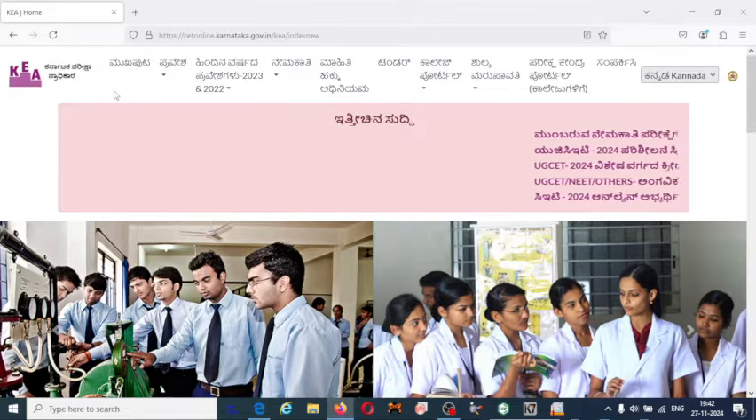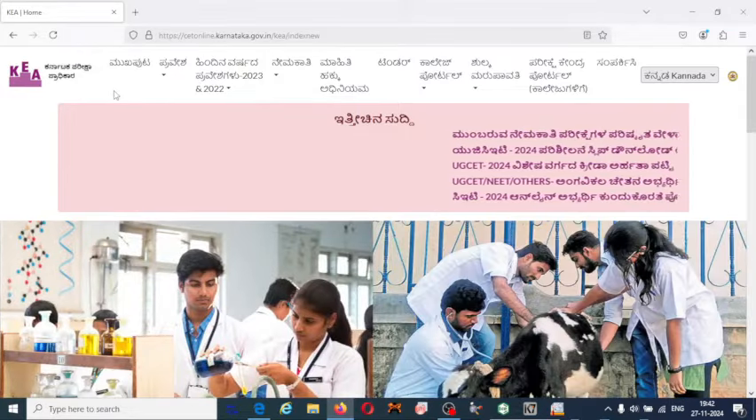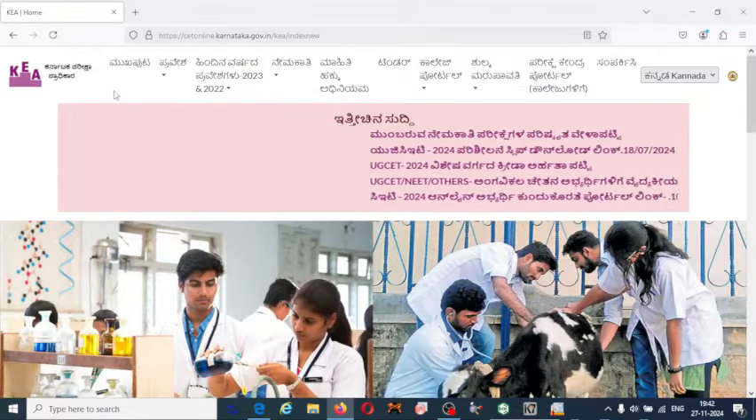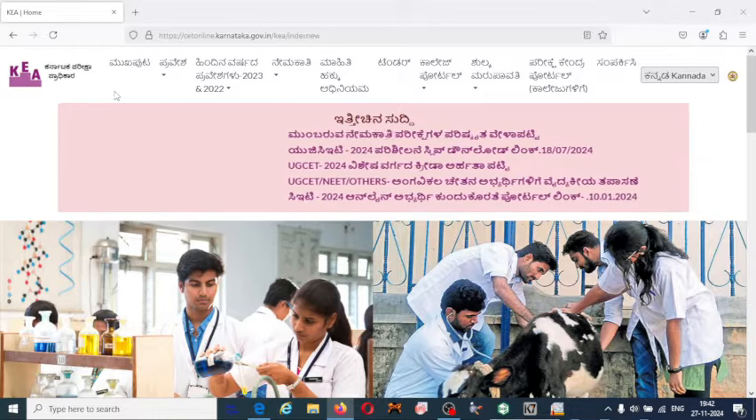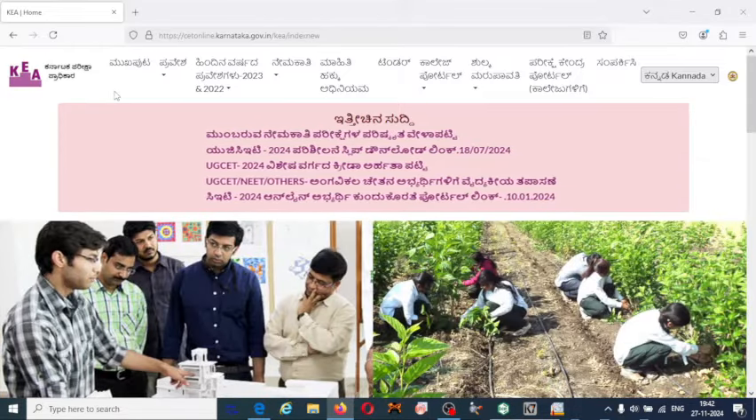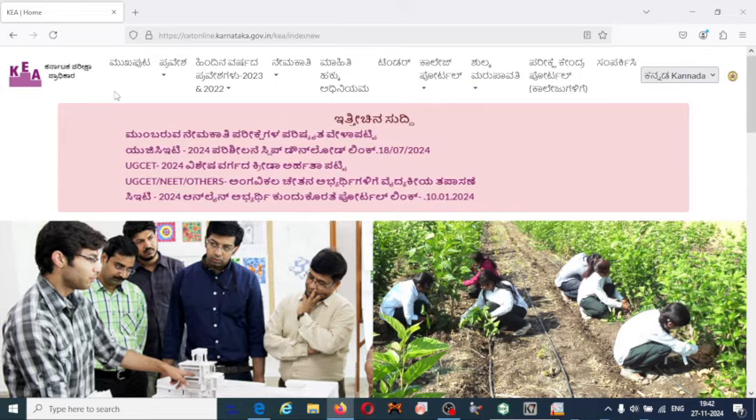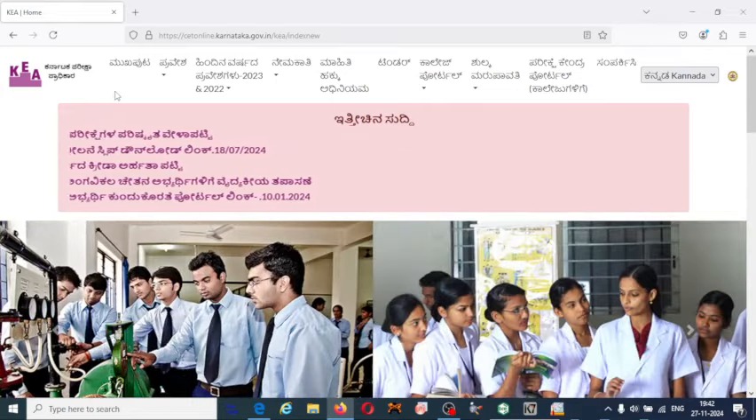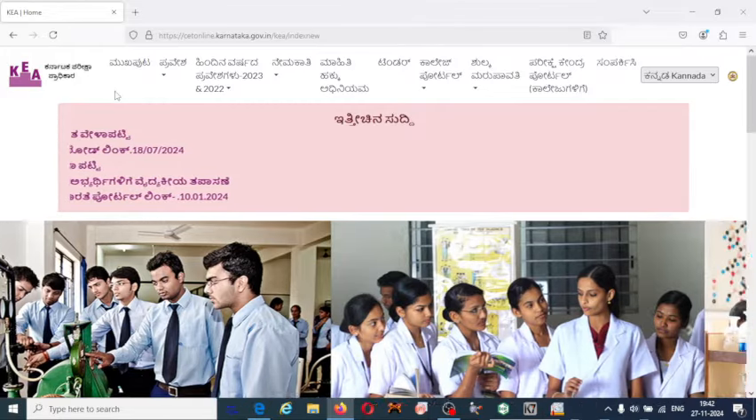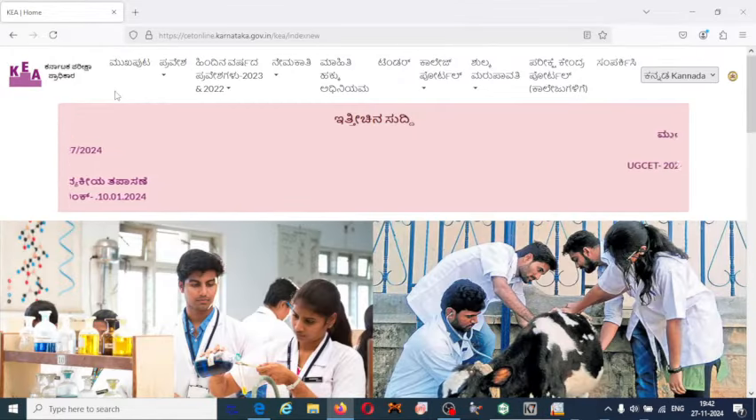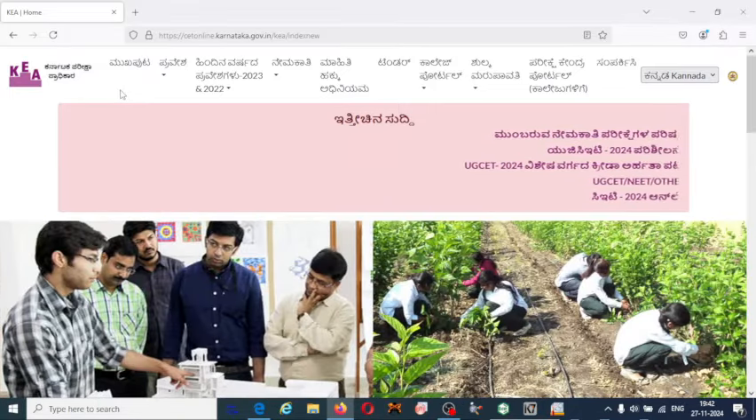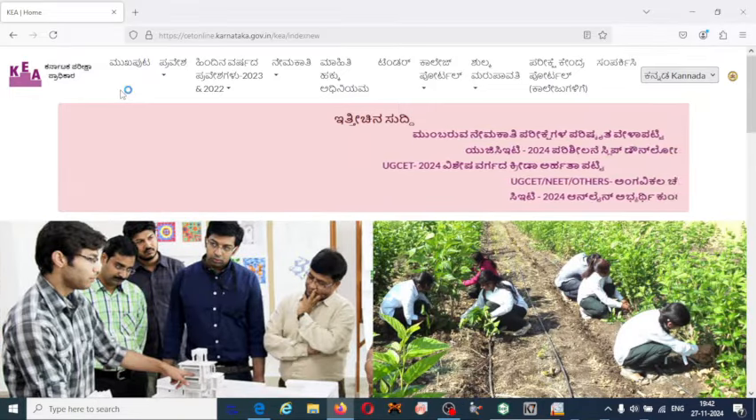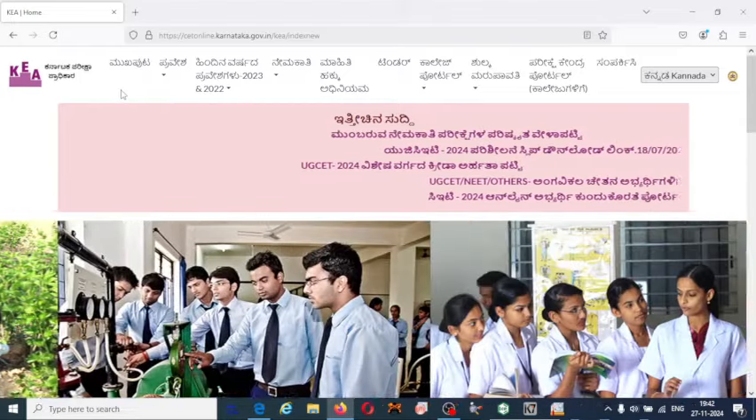Everyone, as we know, today the KEA has announced the answer key for the KSET 2024 exam for other subjects. Yesterday, they announced the answer key for some of the subjects. So today, as they had informed, they have announced the answer key for the remaining subjects.